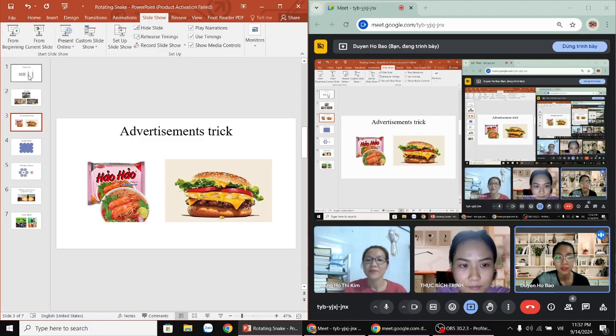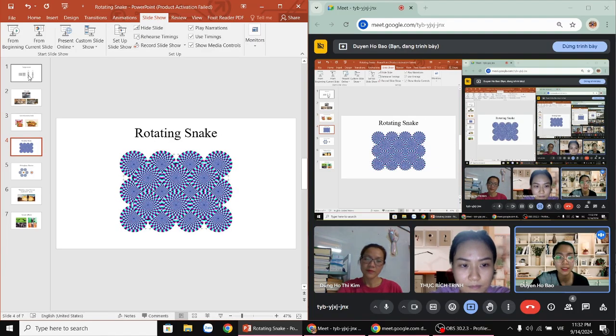Visual deceptions or visual illusions are fascinating phenomena in psychology that reveal a lot about how our brains process visual information. These illusions can trick our perception, revealing the complex way our brains interpret sensory input. They come in many forms, but I will talk about some common ones. The first is the rotating snake. This is a form of motion illusion. This type of illusion creates the impression of motion even though there is actually no motion at all.